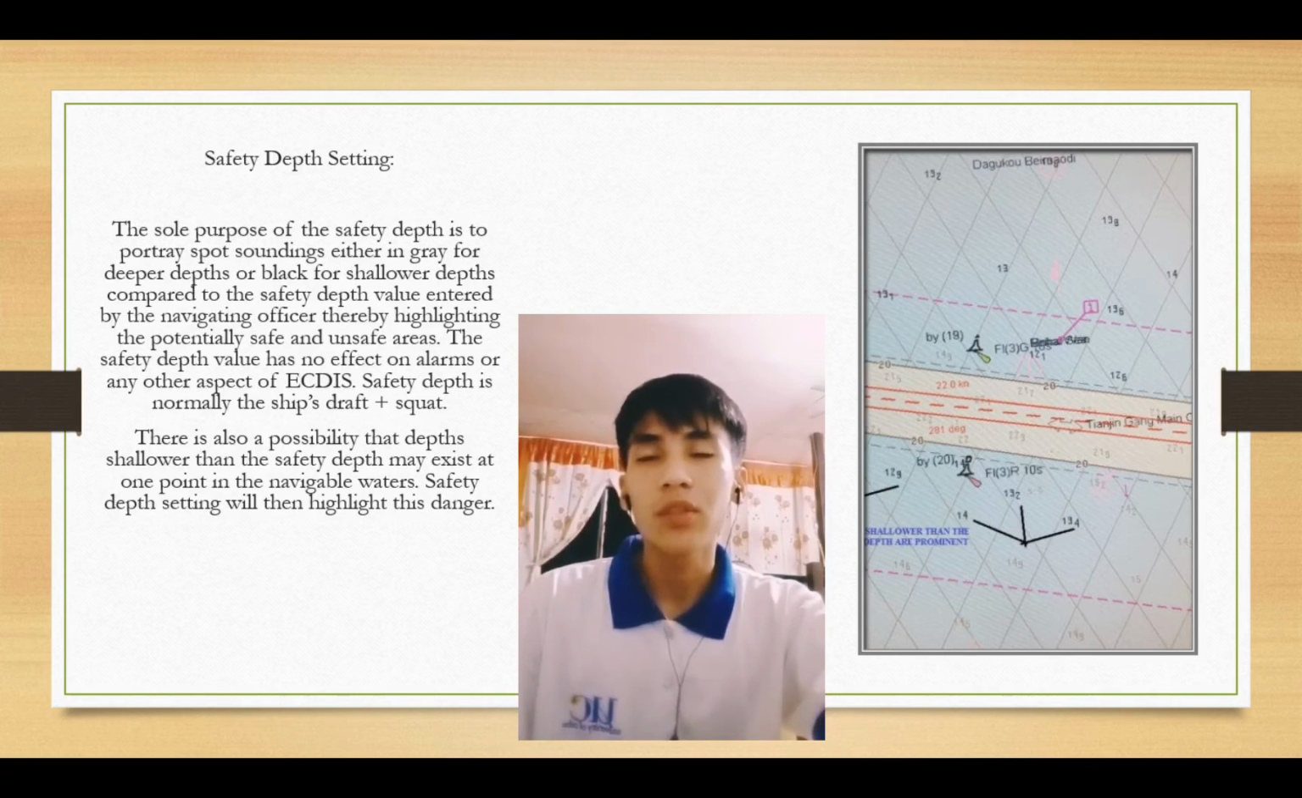There is also a possibility that depths shallower than the safety depth may exist at one point in the navigable waters. The safety depth setting will then highlight this danger, because appropriate safety settings are of paramount importance for ECDIS display. These settings control how the ECDIS presents depth information, making it easier to visualize areas of water that are safe for the vessel to navigate in from those which are not.